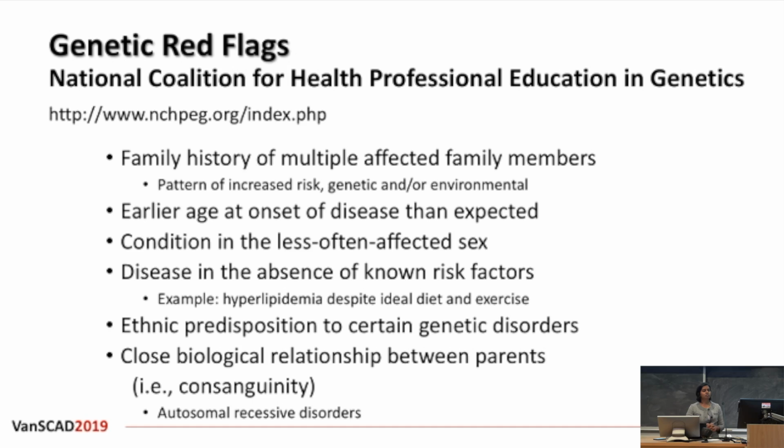If there's close biological relationship between parents, what that suggests is more likelihood of inheriting low-frequency rare alleles for autosomal recessive, where you need 2 copies of the gene. Most of the vascular conditions that we're looking at are autosomal dominant, meaning you need 1 copy of the genetic mutation to express the disease.